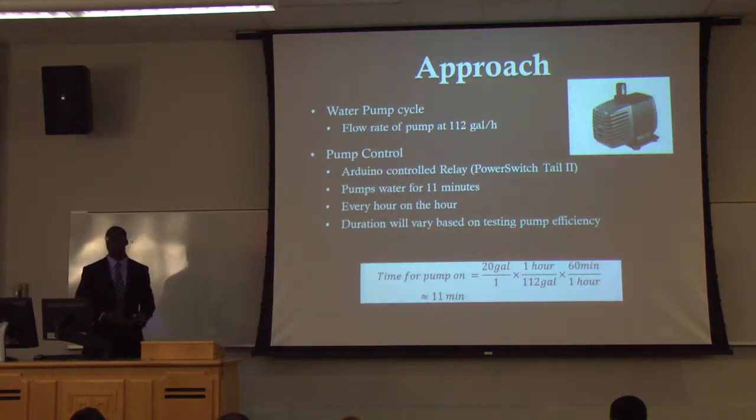And now for the water pump, as I said before, we'll have our flow rate at 112 gallons per hour. We were told that we want the entire volume of our stock tank to go through our grow bed every hour on the hour. So we calculated the time for the pump on at 11 minutes every hour.